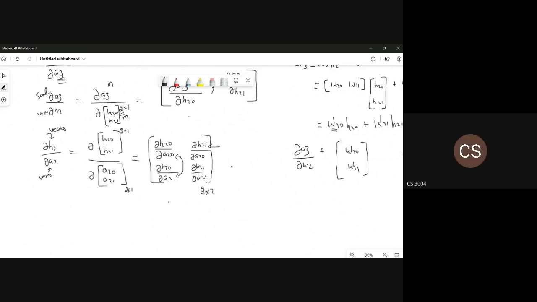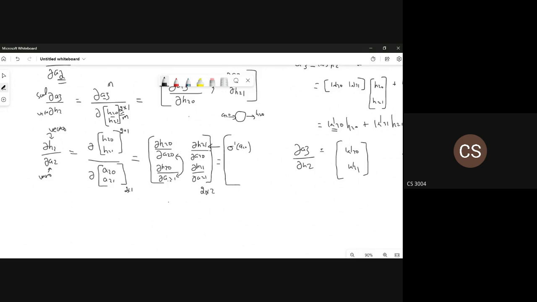Now, when you compute H20 with respect to A20, of course, it's simply a sigmoid function, right? Because remember, I have a neuron here. The input is A20. You pass it through a nonlinearity, then you get H20. So H20 depends on A20. When you take the derivative of that activation, you end up with the derivative of the activation function, which is sigma dash of A20.